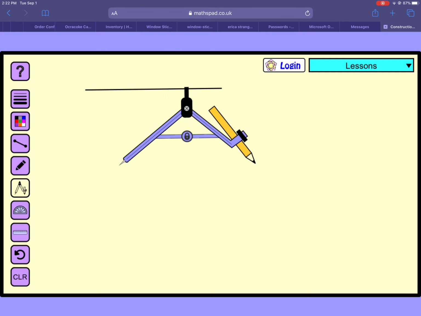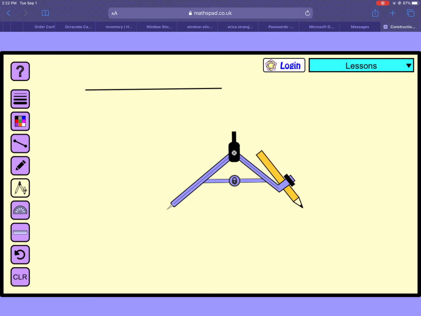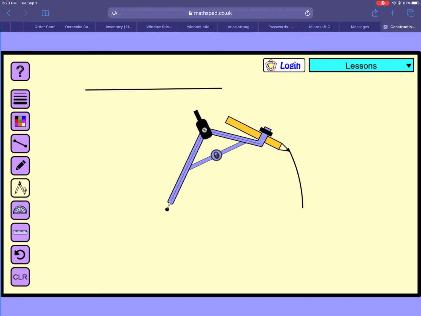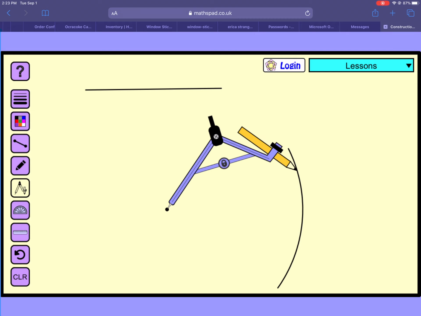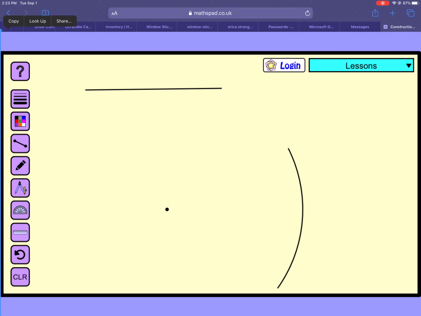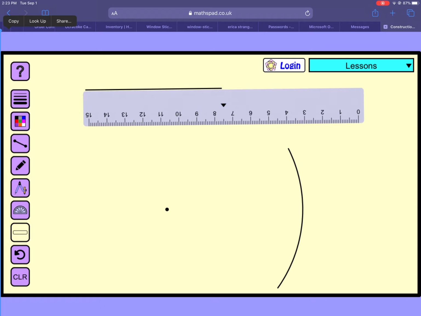Grab the metal point, drag it down here into the middle somewhere. Put your hand on the black part, and notice a little dot appeared on the left-hand side, so that means it's ready to strike an arc. Now just go up and down to strike our arc.